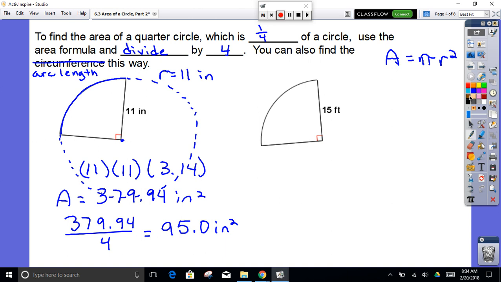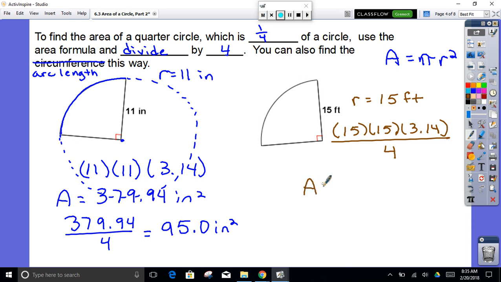Okay, next circle. Carly, what piece of the circle is shown there? The radius. The radius is 15 feet. Carly, how do I turn that into the area of the circle? Multiply 15 by 15, and then multiply by pi, divide by 4. Okay, so we could do it all in one formula. We could just divide by 4 right from the start. Go ahead and do that, Carly. Tell us what you get.